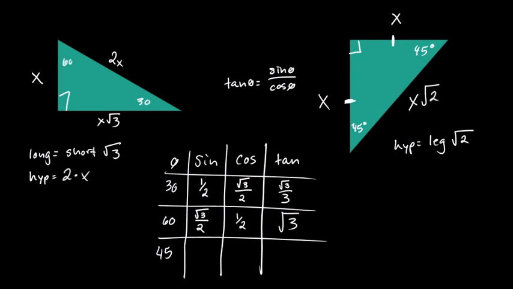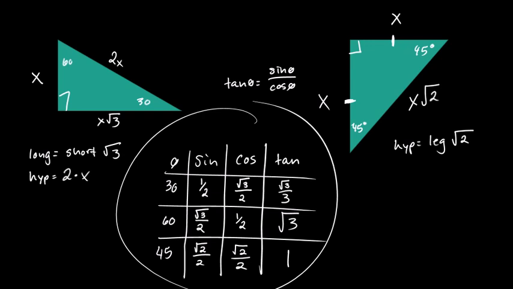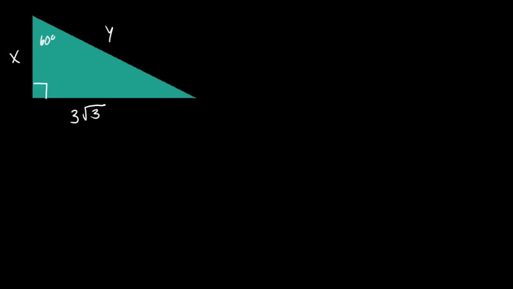So now I can mess with my 45 degrees, and the sine and cosine are going to be the exact same. And since sine divided by cosine is itself, it will be 1. So you guys were to memorize this so that we can easily just plug in some values and solve for a missing side if we had these special right triangles. So I'm going to work through an example of that.